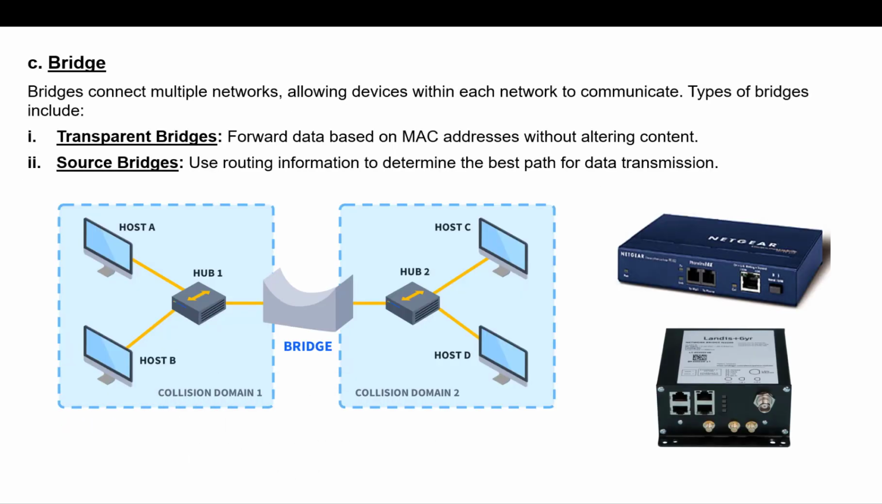So now we're talking about bridge. A bridge connects multiple networks, allowing devices within each network to communicate. Types of bridge include transparent bridge. It forwards data based on MAC address without altering content. You have source bridge. It uses routing information to determine the best path for the data. So a bridge, as you see in the diagram, connects networks, right? You know, we talked about point to point on the last video, point to point network, right?